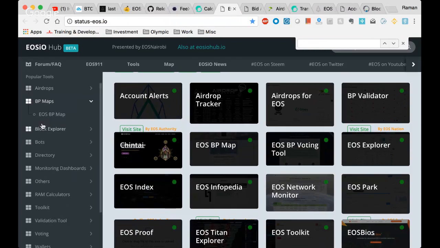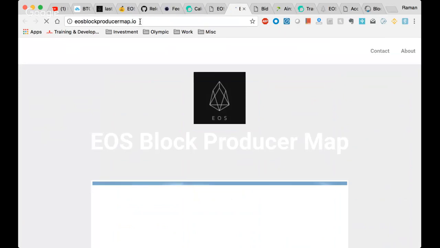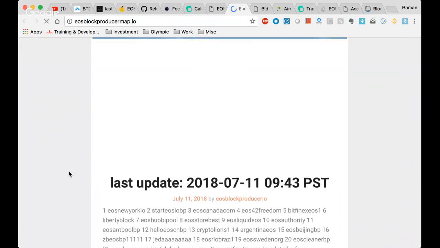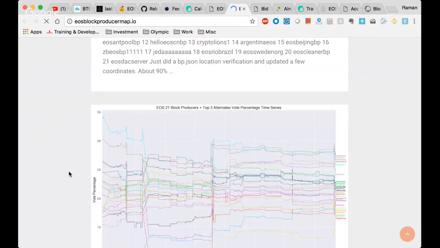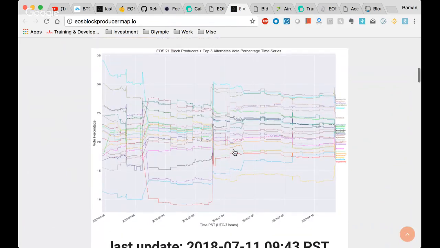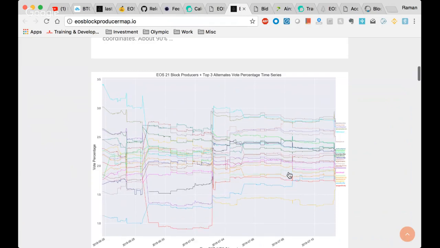Similarly, there are a lot of nice links for EOS BP maps. If you click on this, it will show you the same EOS block producer map.io that we showed. There are some nice tools showing the top 21. Another great thing they show is the voting pattern, who gained at what point. If you see some of these block producers got a huge vote instantly, this must be whale activity. So all these things are coming up.